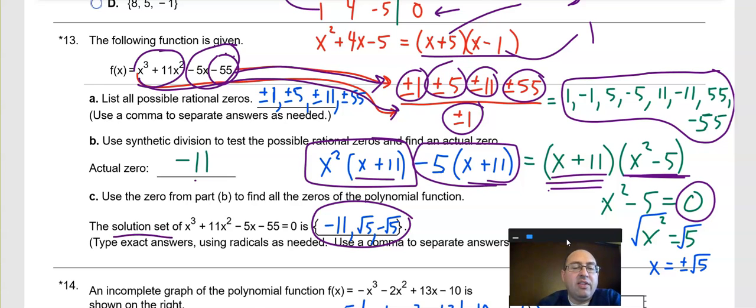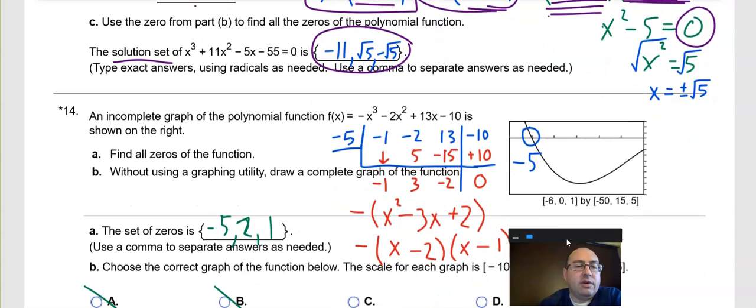Now look at this. This is asking me differently. One of the other questions was asking me what the other zeros are. Well, this one's asking me for the entire solution set. So please make sure that you write them all down, okay? Not just the 2 irrational ones, because you already wrote down negative 11 in the first blank. I understand why that's a little confusing. All right, let's go to the next question here.